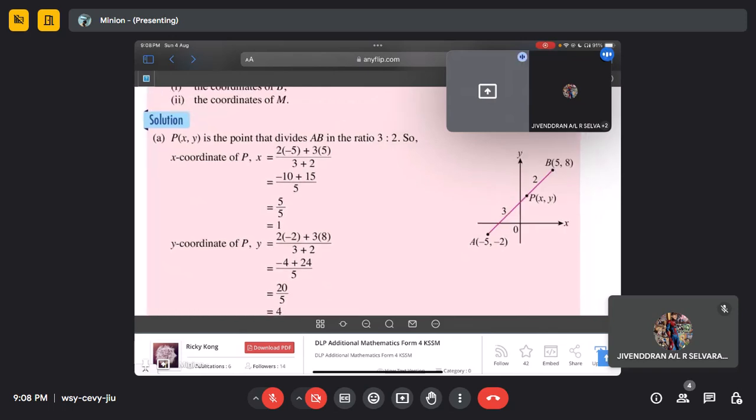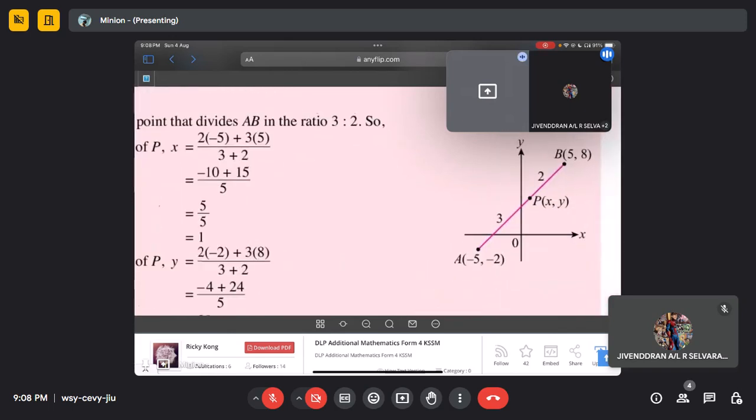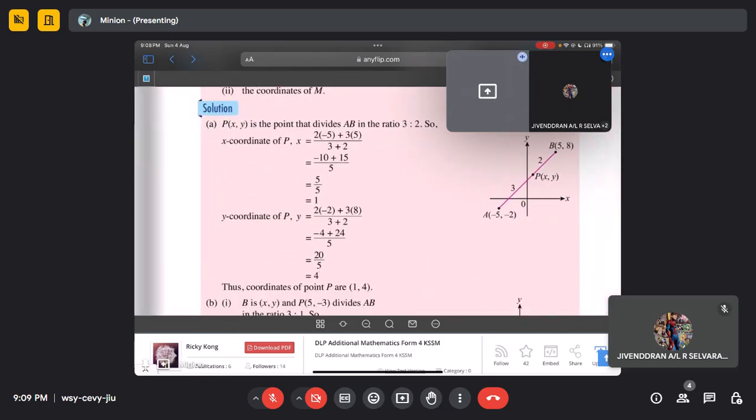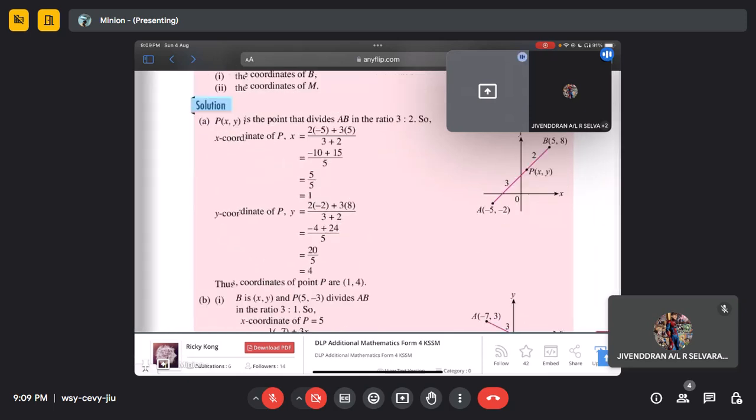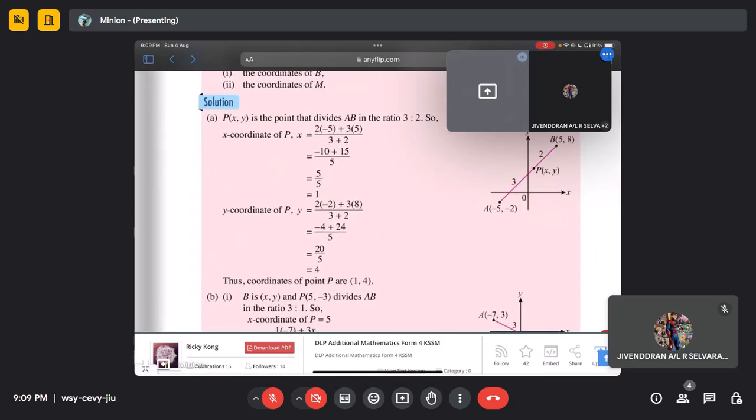So 2 times -2. 2 is from here, ratio, times -2. -2 is from point A, okay? Plus 3 times 8. Again, another M shape when you draw. Okay, 3 plus 2 is the ratio, 5, right? So 2 times -2 is -4, plus 3 times 8 is 24. Divided by 5, 20 over 5, which is 4. So coordinate X is 1, coordinate Y is 4. So the coordinates of point P, midpoint P, will be 1 and 4.